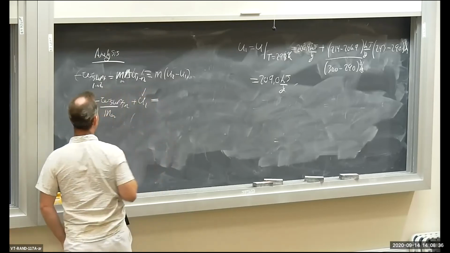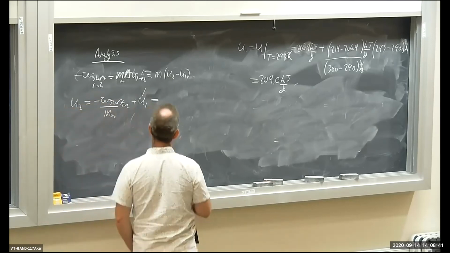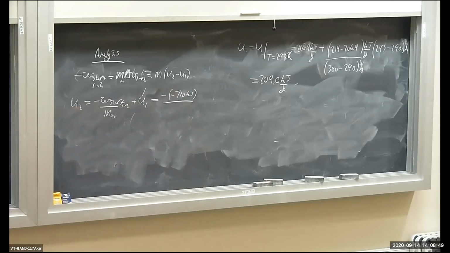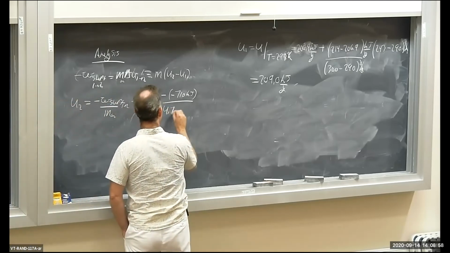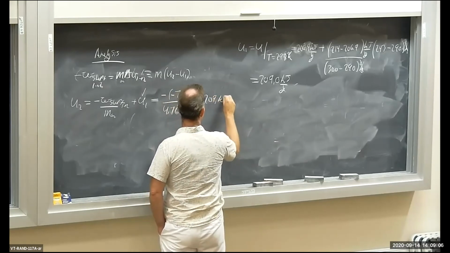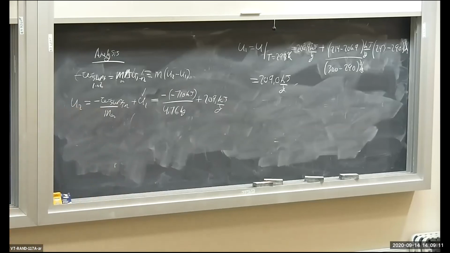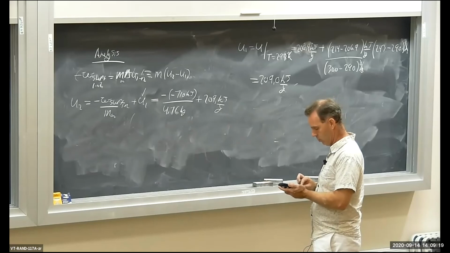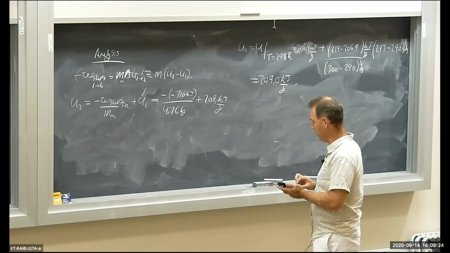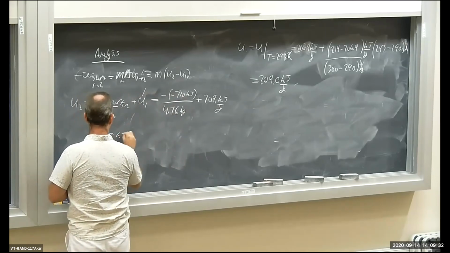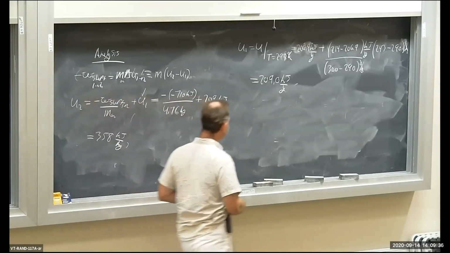Check. Okay, let's calculate U2. W shaft is negative 710, and then I have the mass. What was the mass again? It's 4.76 kilograms. And then I have plus 209 kilojoules per kilogram. Okay, 710 divided by 4.76 plus 209, and that gives me 358 kilojoules per kilogram.